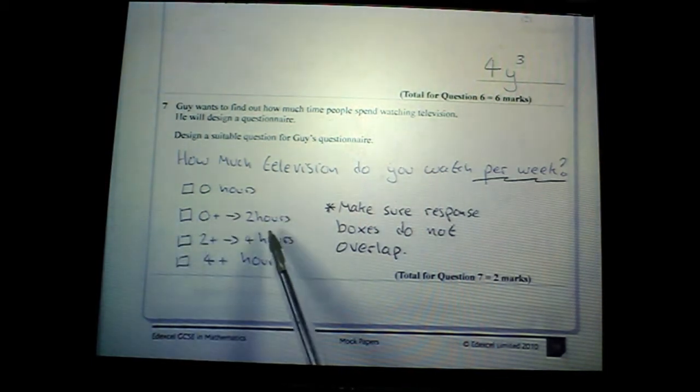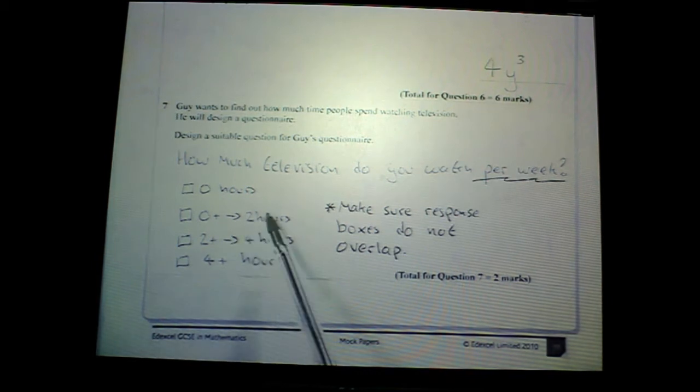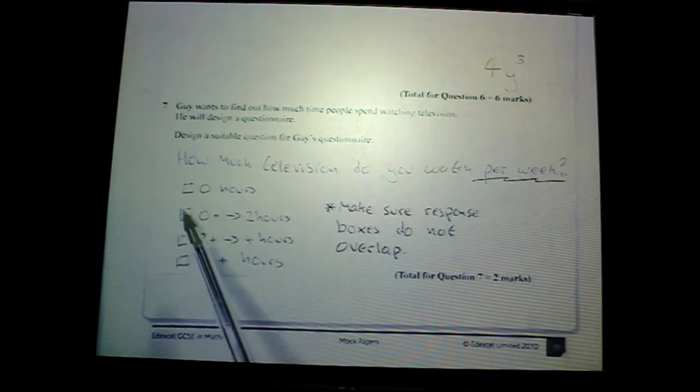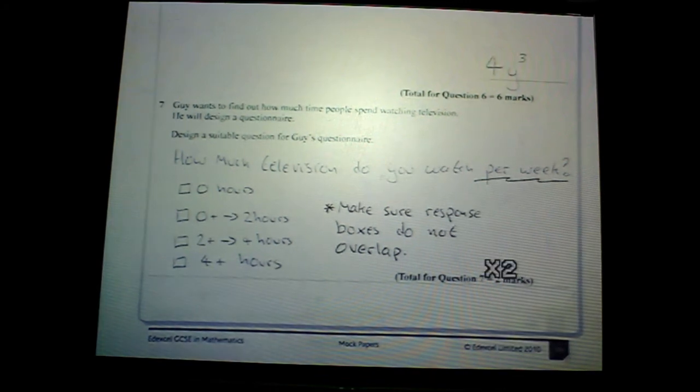Notice how none of these overlap, because if you watched it for exactly 2 hours, you tick this one. If you watched it for 2 hours and 1 second, you tick this one. So your response boxes must not overlap.